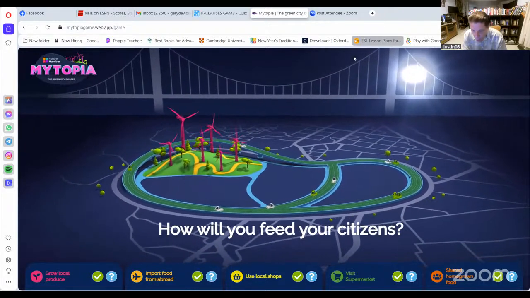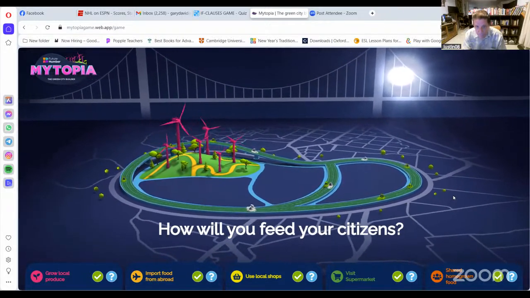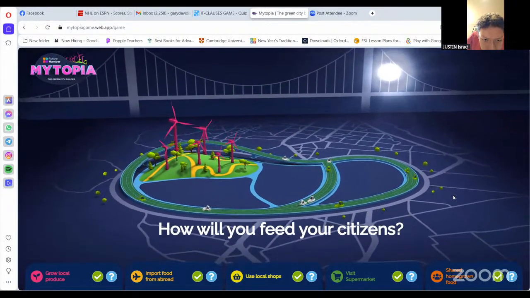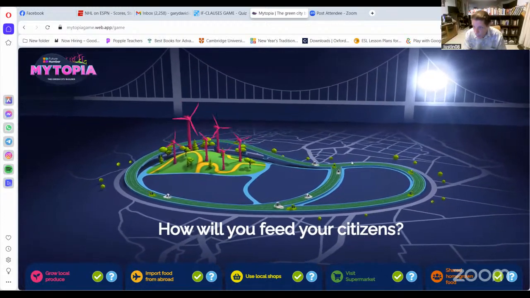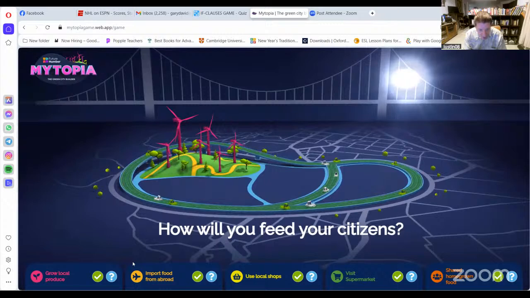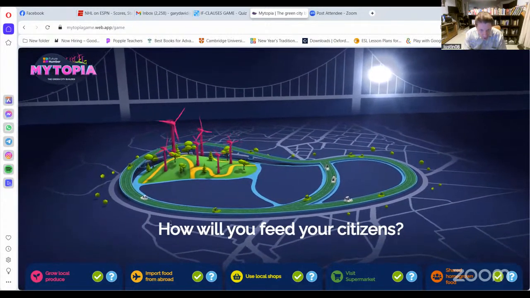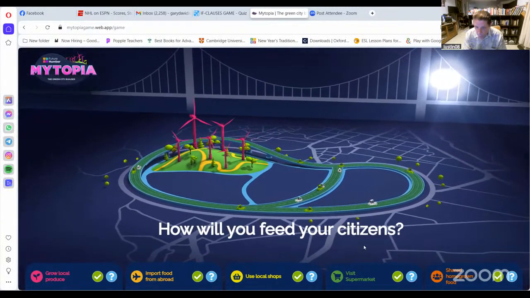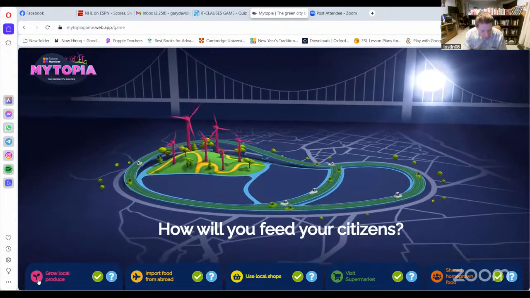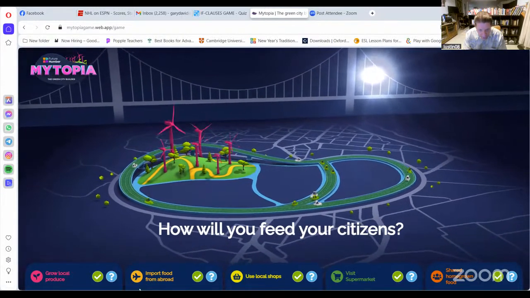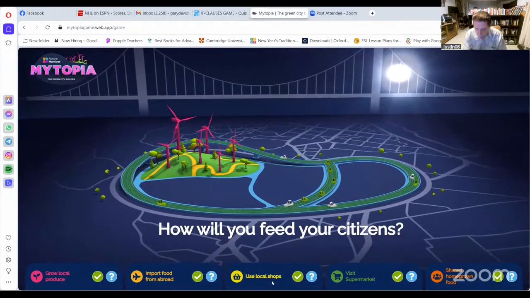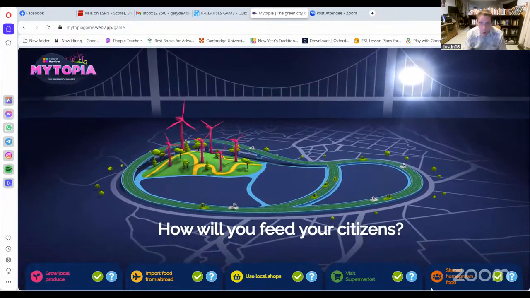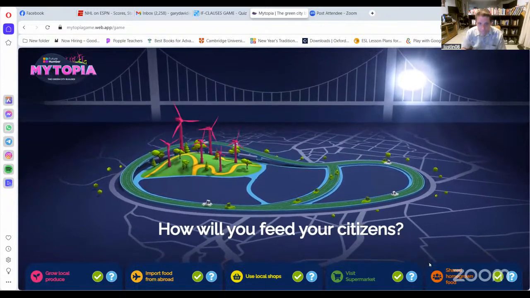Okay, so Justin, how will you feed your citizens? Okay, why don't I read the options to make sure that the people who are watching can also know what the different options are. The options, how will we feed our citizens? Citizens, by the way, means people who live in the city, in our city. The options are grow local products, import food from abroad, use local shops, visit the supermarket, or share homegrown food. What do you think?